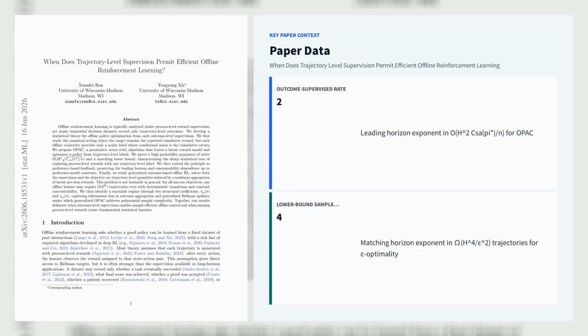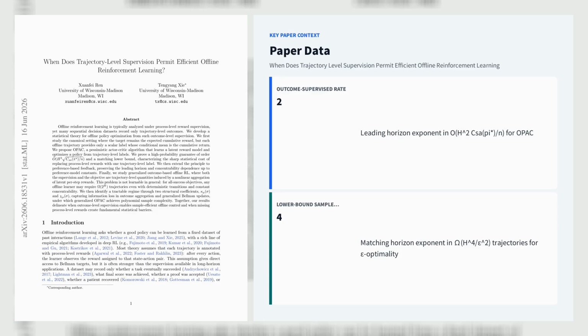They extend the same framework to Bradley-Terry-Luce trajectory preferences, preserving the leading H^2 √(C_{π*}/n) dependence up to preference constant factors. Finally, for generalized trajectory objectives, they show that unrestricted nonlinear aggregation can be exponentially hard. The all-success objective requires 2^H trajectories.